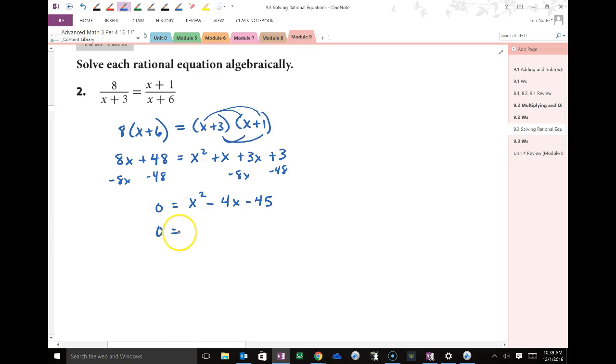Yeah, okay, so the two numbers to multiply to negative 45 and add to negative 4 are negative 9 and positive 5. So the two possible solutions are 9 and negative 5. But if I go back to the original, what are the two values that x cannot be? Negative 3 and negative 6. So do I need to worry about negative 3 and negative 6? Nope. So 2 solutions for this scenario.